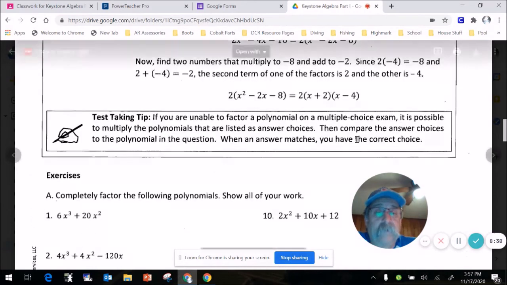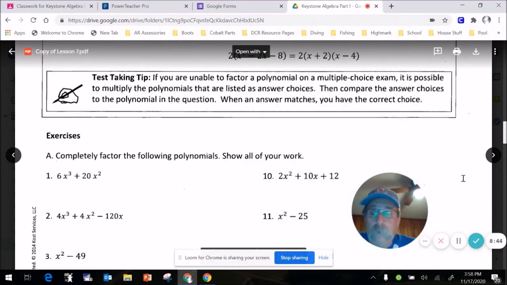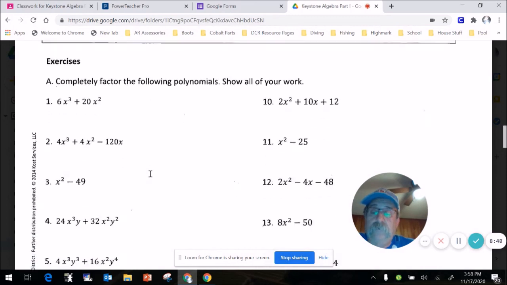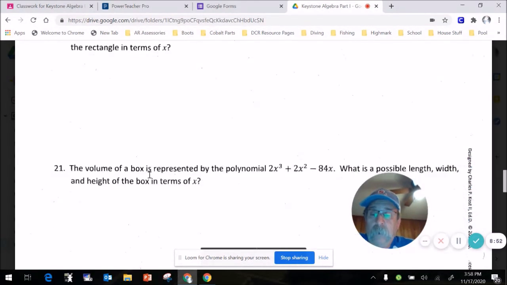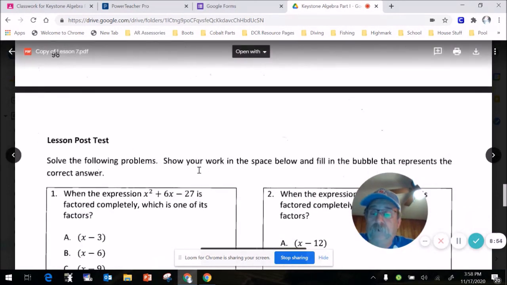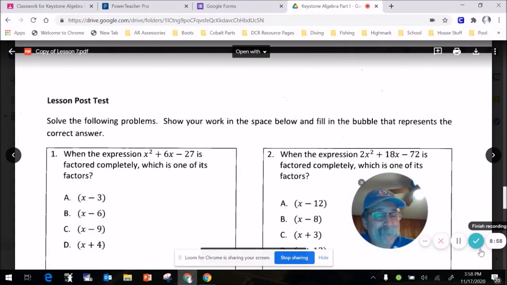That's it for today's lesson. Let me check my notes here. Okay, checking my notes, you're going to have multiples of 3, starting at 3 through 21. And you'll have the lesson post-test problems 1 and 2 for your assignment. That's it.